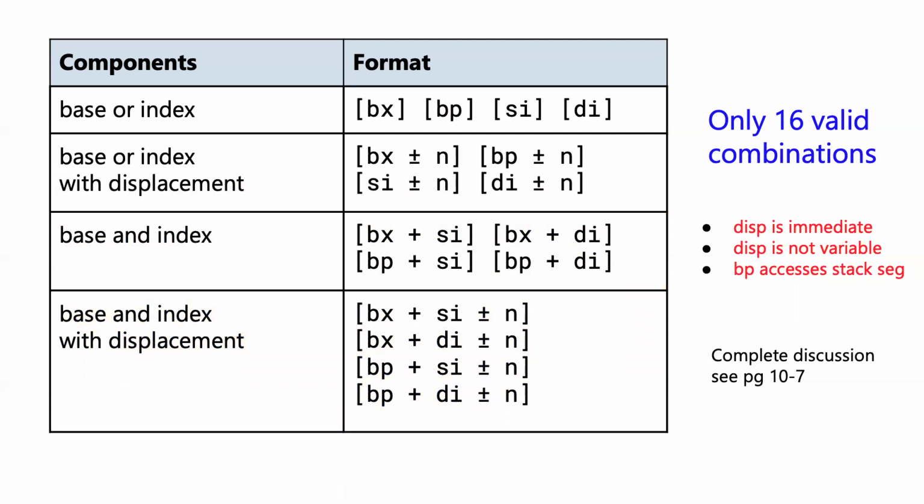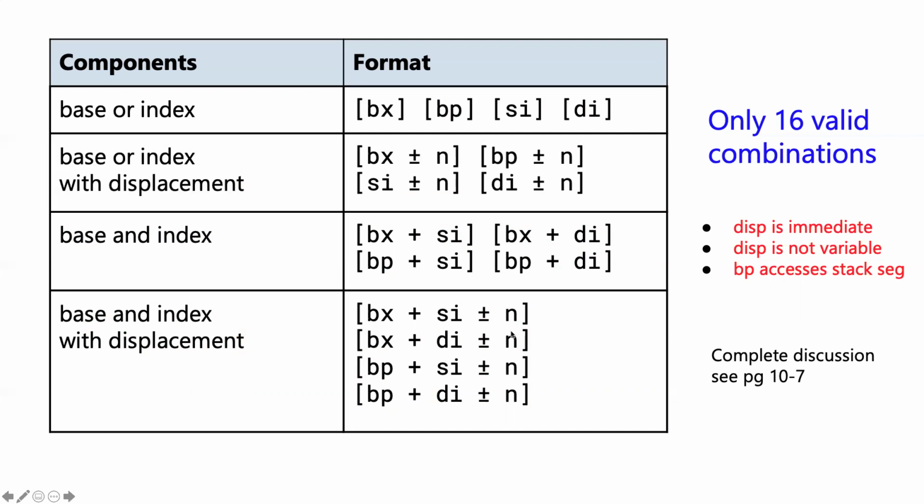I kind of said some of this already. The displacement, the n in plus or minus n, is effectively written into the instruction like immediate data. So it's part of what the instruction gets assembled to. So it has to be a constant. It can't be a variable.